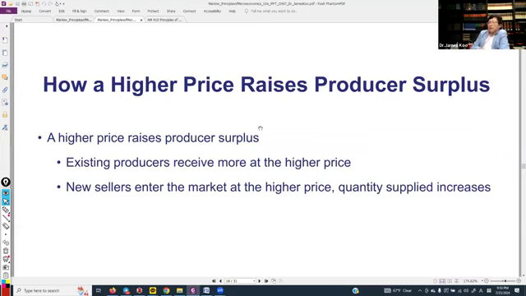How does a higher price raise producer surplus? A higher price raises producer surplus. It means sellers are willing to produce and provide the product. Existing producers receive more at a higher price. New sellers enter the market at a higher price. Quantity and surplus increase.